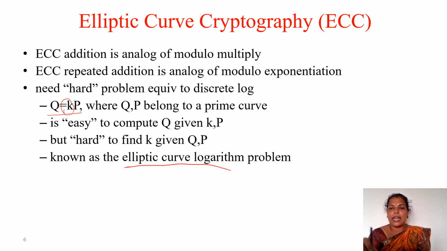So here we are saying that in elliptic curve cryptography also we have one problem. That problem is similar to the discrete logarithm problem in the Diffie-Hellman public key crypto system. Here, for Q equal to kP, if you want to compute the k value knowing only the Q and P values, it is very difficult and practically infeasible. That problem is what we call the elliptic curve logarithm problem.